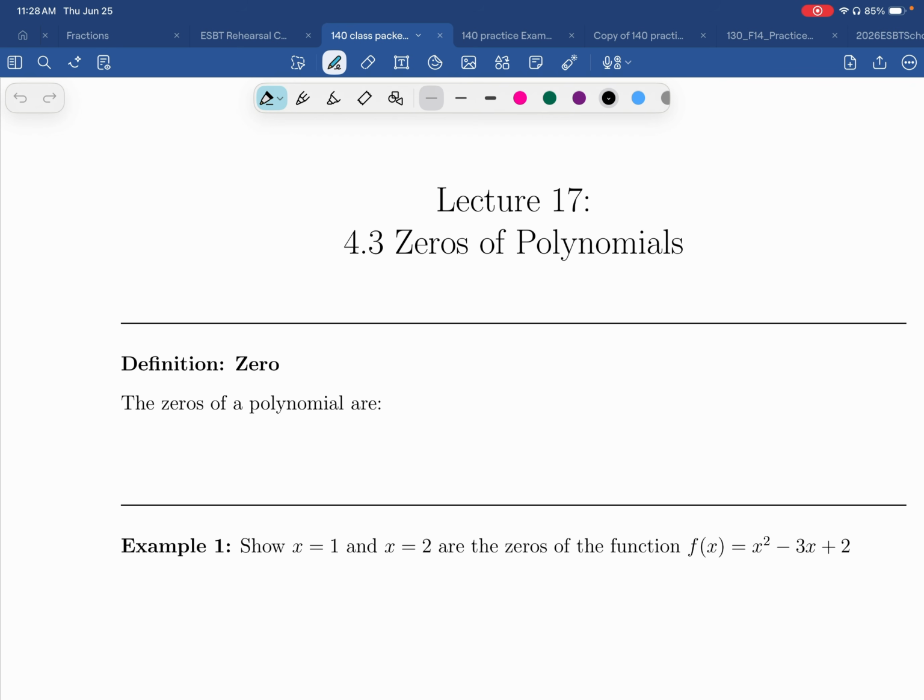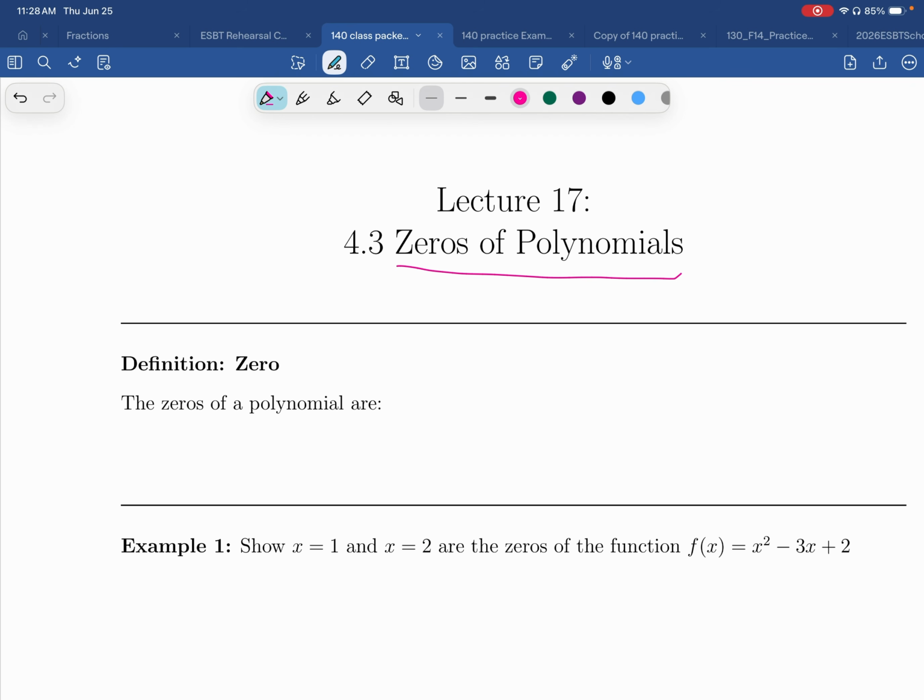So if you remember when we had our quadratic equations and we had our three strategies to solve them, one of those was factoring. And when you factored it, then you set each factor equal to 0, and then solved for x. And what we're going to call those is the zeros of a polynomial, okay? So just like solutions to the equation, there are zeros to the polynomials.